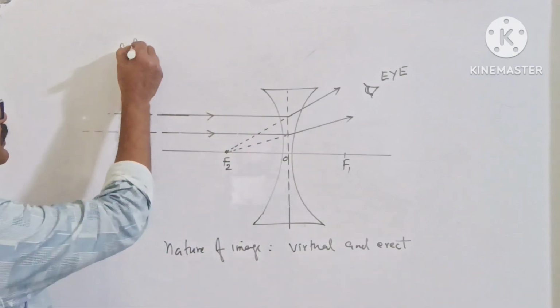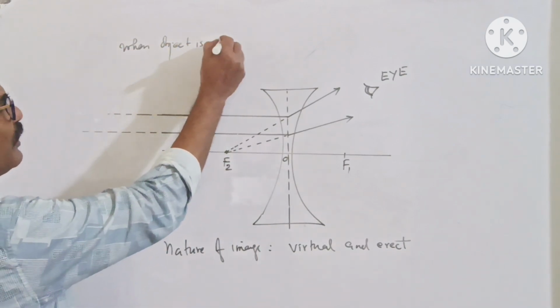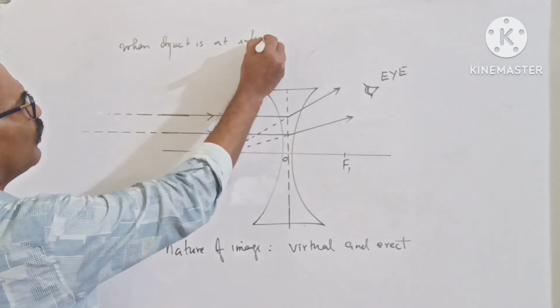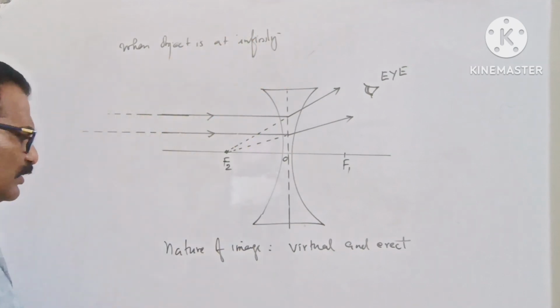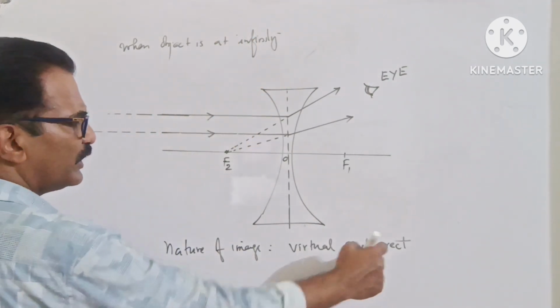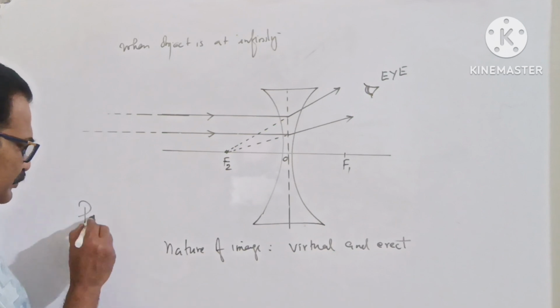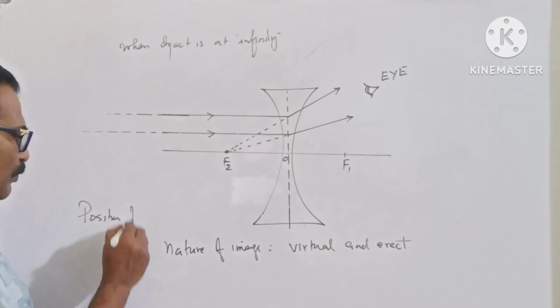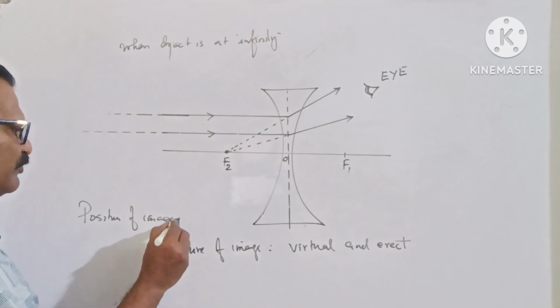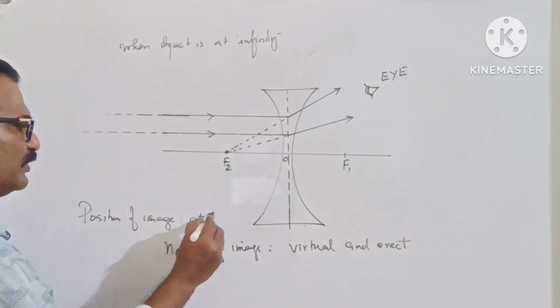So I have given the condition when the object is at infinity. When the object is at infinity, the image formed will be virtual and erect. And what about the position of the image? Position of image is at focus.